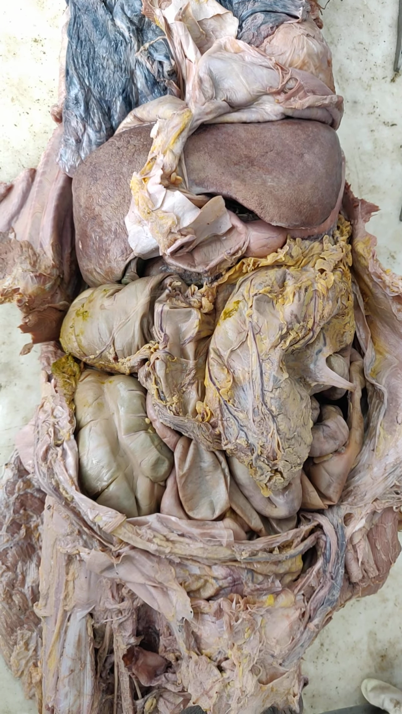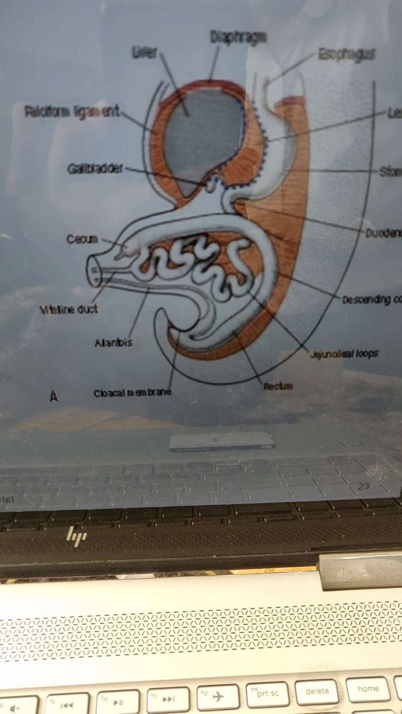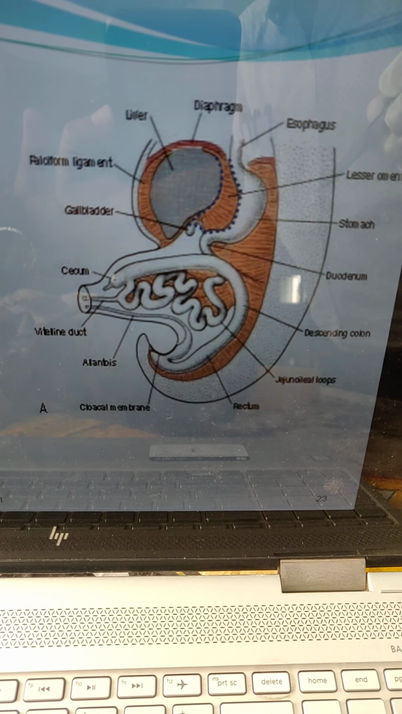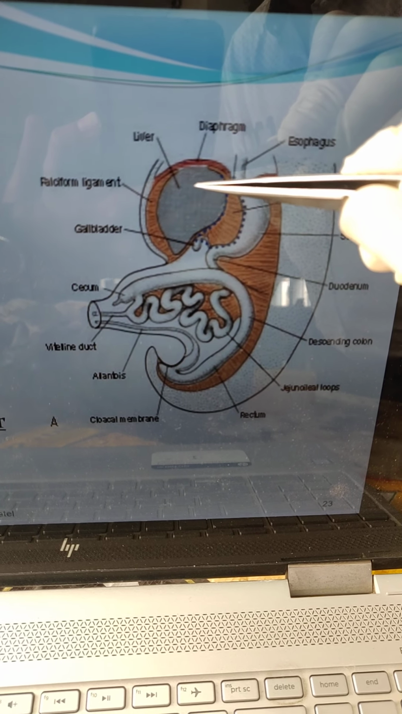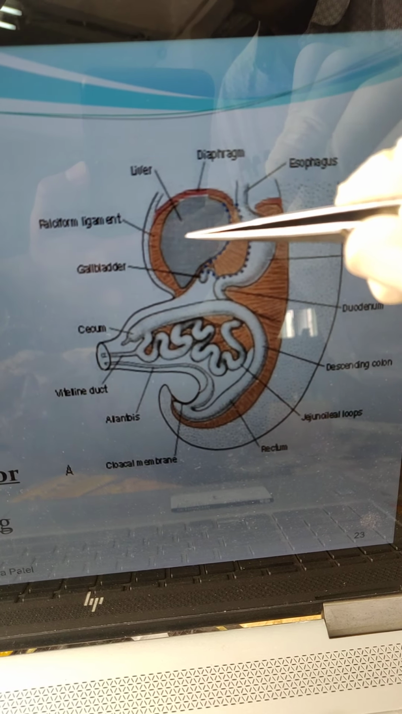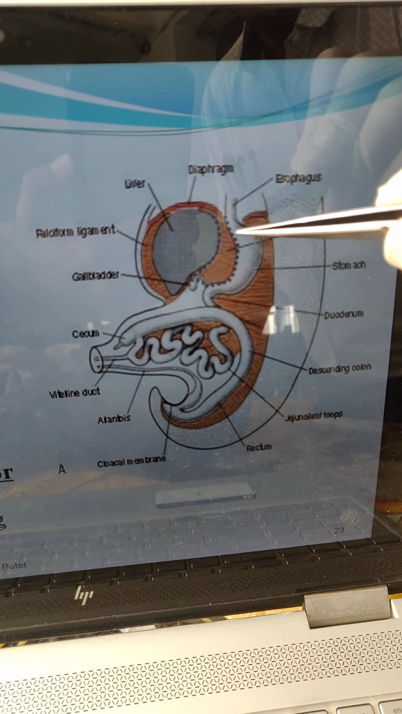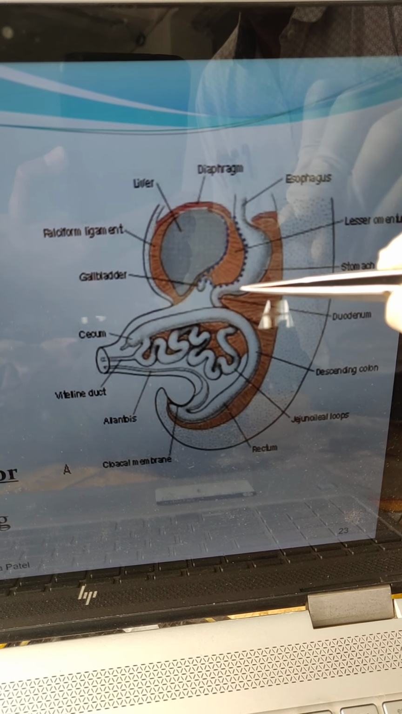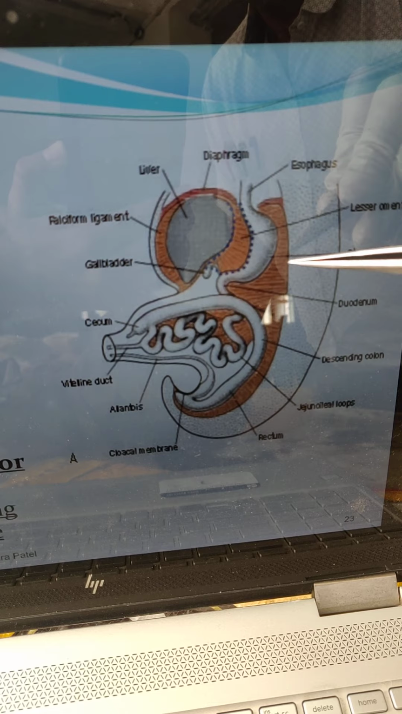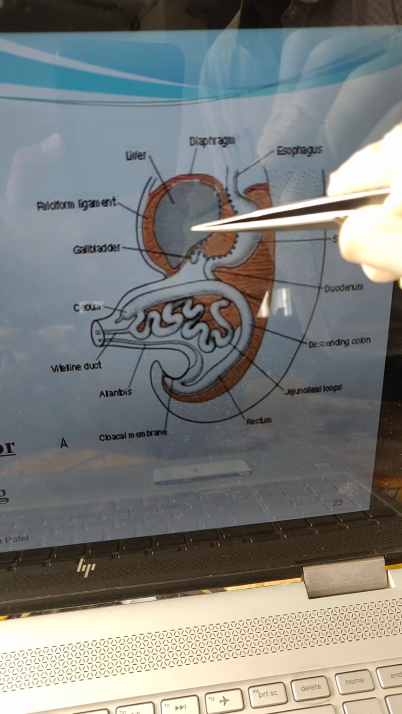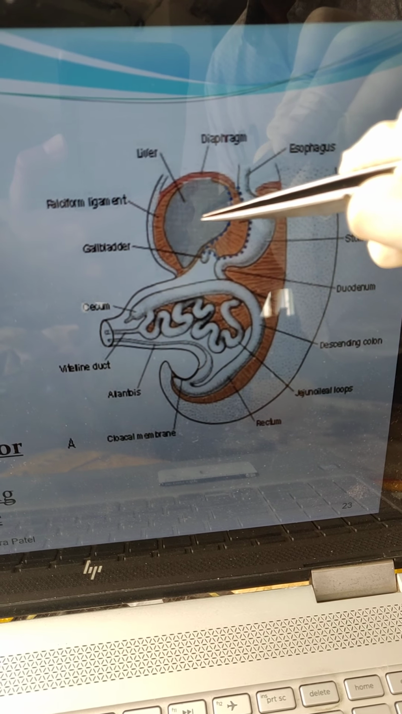Now we will discuss the liver, which you can see here, suspended by two mesenteries. Posteriorly, the stomach, the foregut, is suspended by two mesenteries, the dorsal mesentery as well as the ventral mesentery, which is further divided into two parts by the development of the liver.